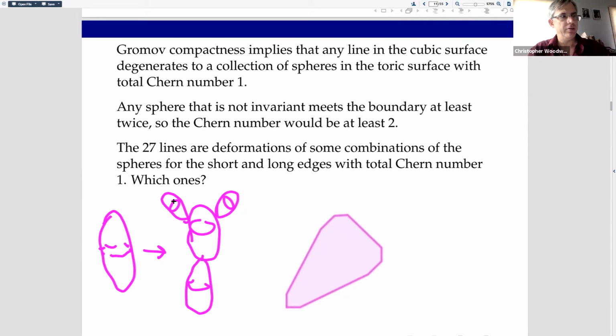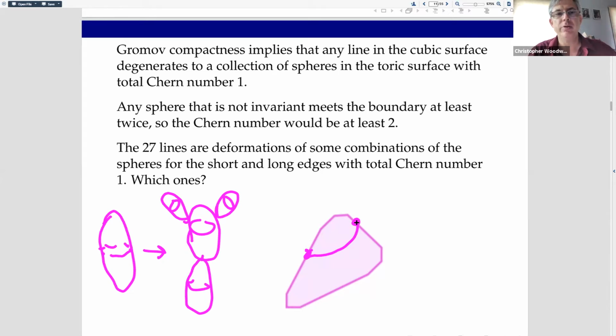Okay. But one observation is that if you have a sphere in this collection which is not invariant, something like this, well, this is going to meet the boundary in at least 2 points. So the Chern number here would be at least 2. So that rules out these possibilities of degenerating to interior curves, and you're just degenerating to boundary curves.